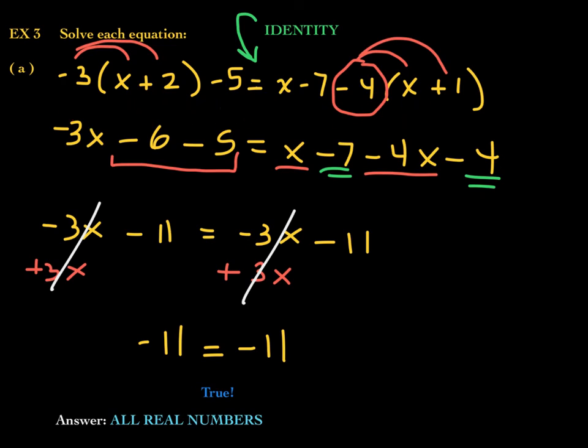We didn't know it was an identity until we got to the end of the problem. And so now that we know that this statement will always be true, this equation will always be satisfied, your answer is all real numbers. We can describe this statement by calling it an identity. Awesome. Let's go to the next example.